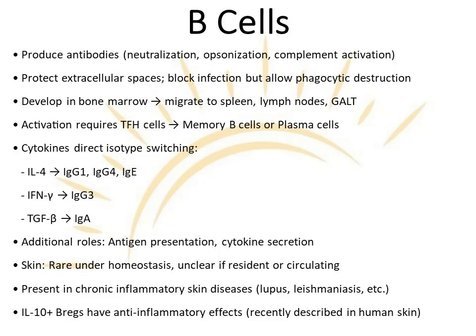B cells become more abundant in chronic inflammatory skin diseases including lupus, leishmaniasis, and other chronic inflammatory dermatoses. A specialized subset called regulatory B cells, BREGs, produces IL-10, an anti-inflammatory cytokine. IL-10 BREGs help suppress excessive immune responses and maintain immune balance. Their presence and immunoregulatory role in human skin have only been described relatively recently and remain an active area of research.